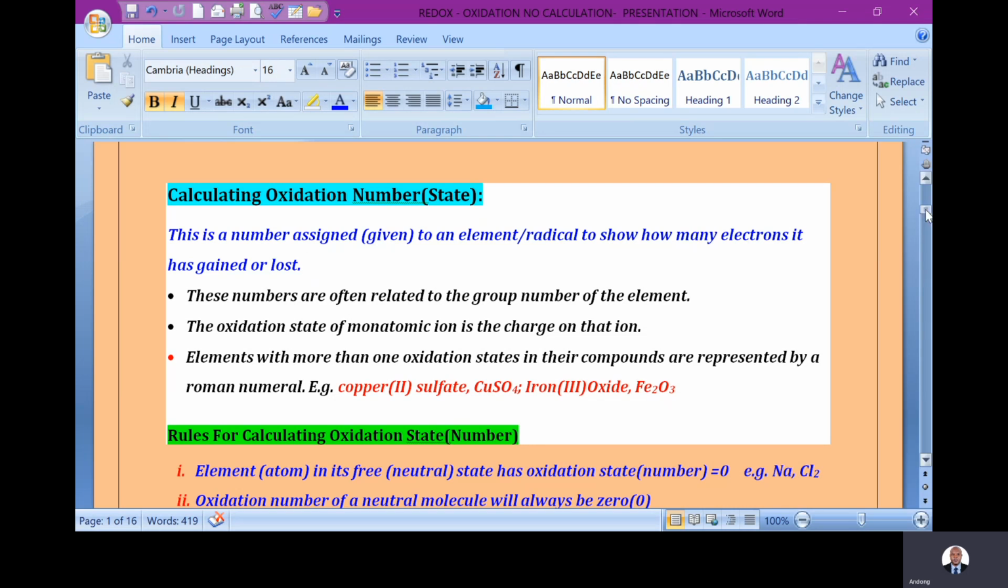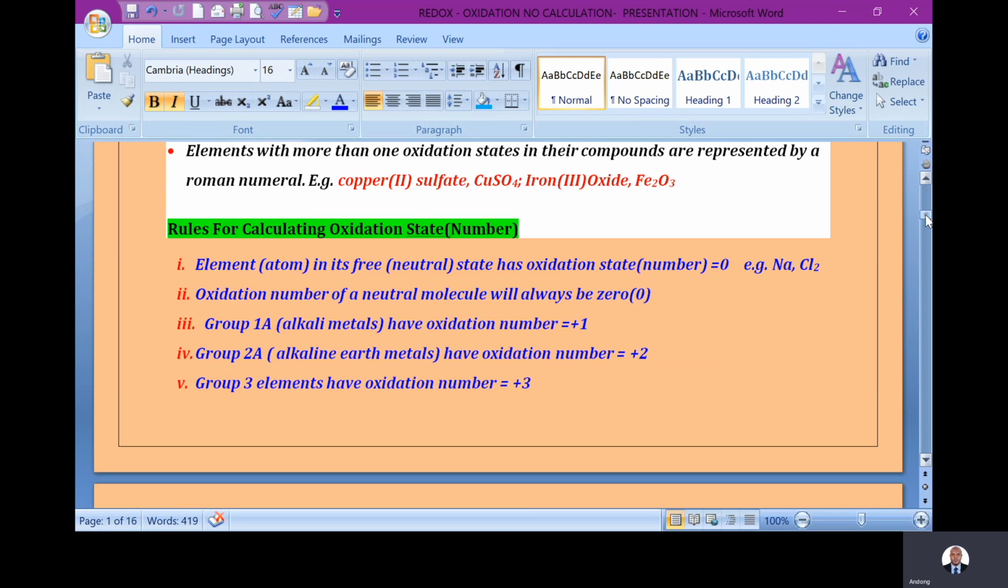There are some rules set aside by the International Union of Pure and Applied Chemistry, the IUPAC, in calculating oxidation state. Some of these rules are: 1, an element in its free state has an oxidation number of 0. It could be like sodium. Oxidation number of a neutral molecule, let me say like chlorine molecule, because chlorine is a diatomic molecule, or like hydrogen. Hydrogen is a diatomic molecule. So in that case, the oxidation number is 0.